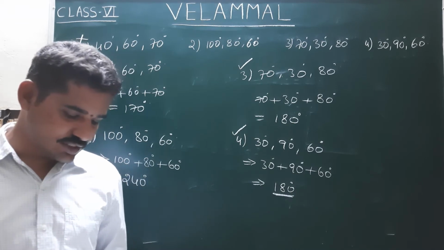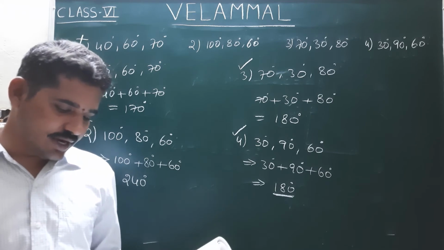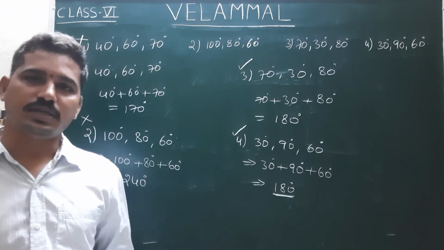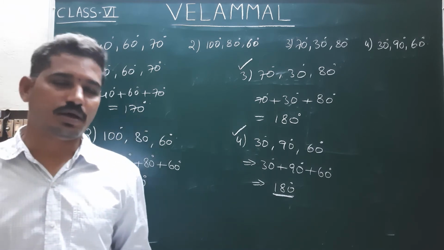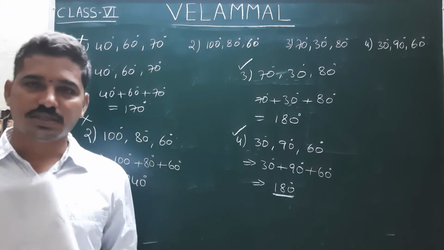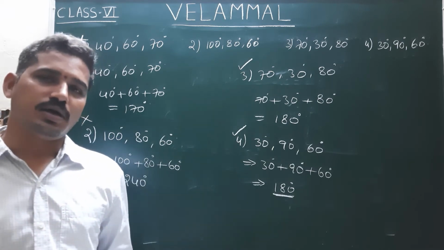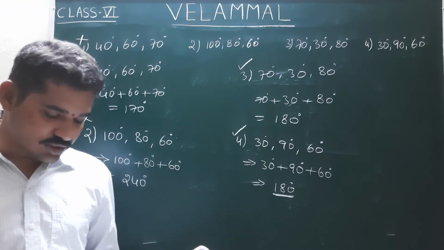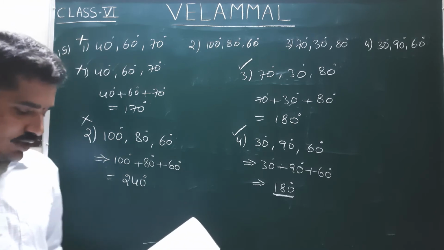Next we have the 16th question. In that statement type questions we have statement 1: A triangle can have two obtuse angles. It is a false statement. Only one obtuse angle is possible. Why? An obtuse angle is more than 90 and less than 180 degrees. So in a triangle there is a possibility of getting only one obtuse angle. So statement 1 is wrong.